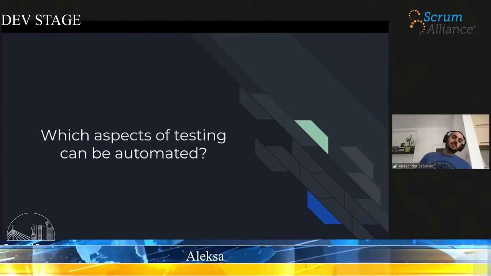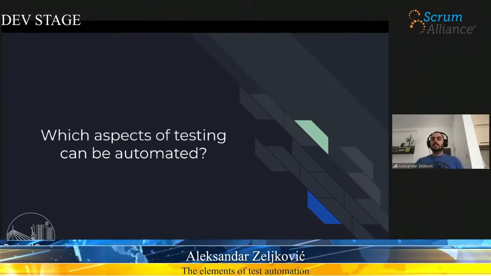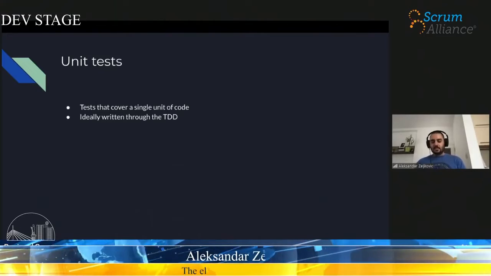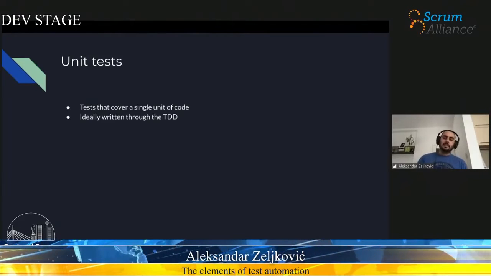Okay, let's move to the next chapter and let's see which aspects of testing can and should be automated. I will start with three foundational types of automated tests. Those are unit tests, integration tests, and end-to-end tests.